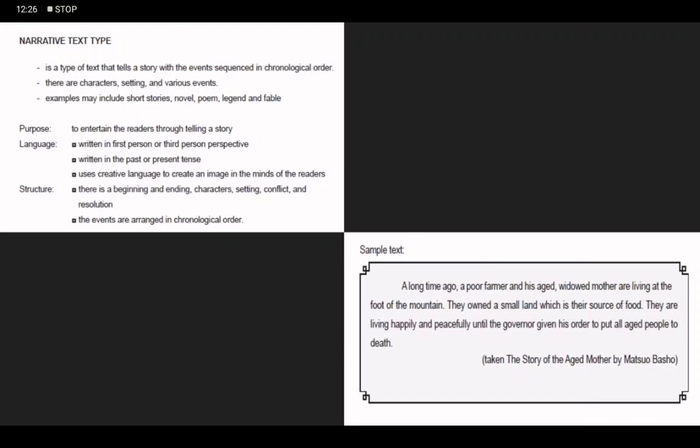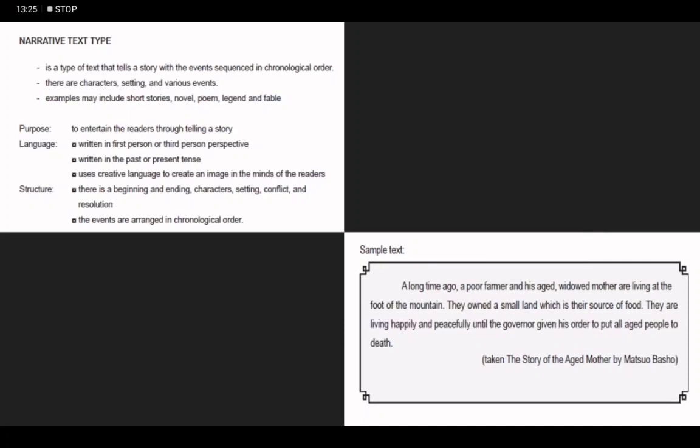These examples may include short stories, novel, poem, legend, and fable. What's the purpose? To entertain the readers through telling a story. It's written in the first person when it comes to language, or also it could be written in the third person perspective. It is written in the past or present tense, and it uses creative language to create an image in the minds of the readers. The structure is that there is a beginning and ending, characters, setting, conflict, and resolution. And finally, the events are arranged in chronological order.